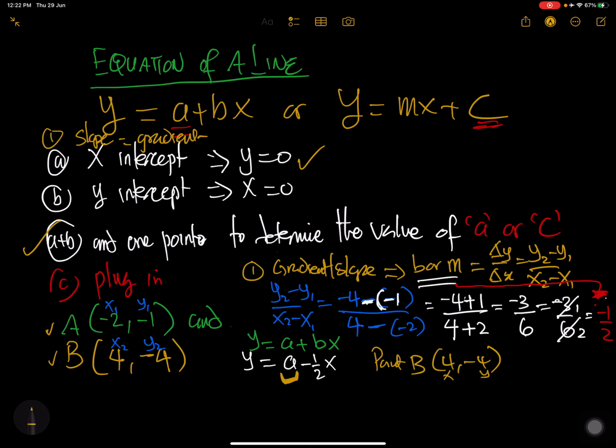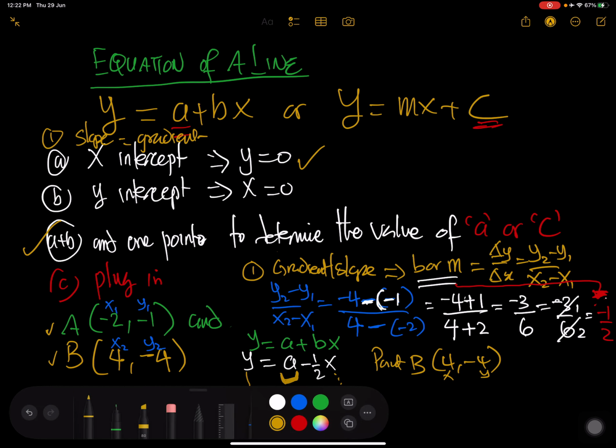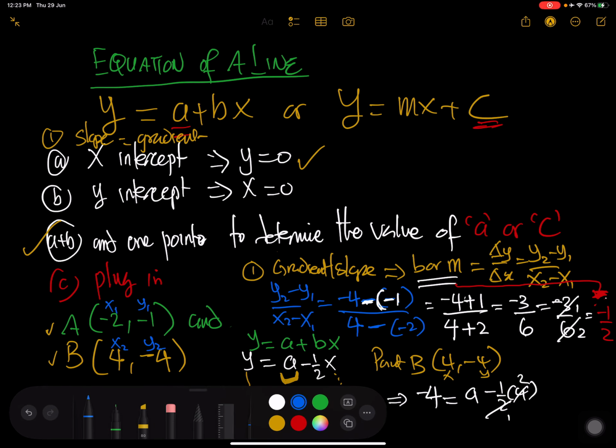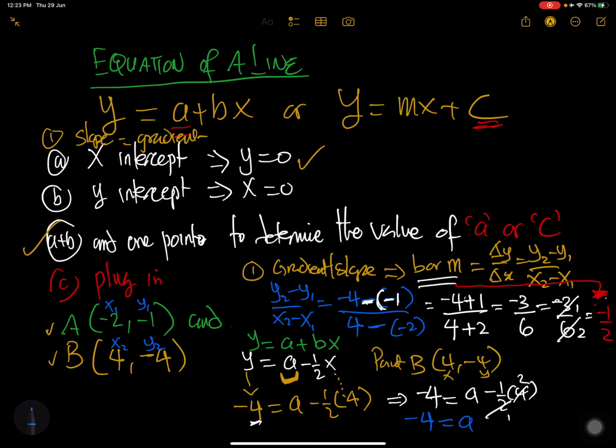So we're going to plug in: y is negative 4, which is equal to a, that we don't know, minus half, and then our x is also 4, right? So negative 4 is equal to a minus half of 4. And we know there's a common factor. 2 goes here, 1 goes here. We're going to have negative 4 is equal to a minus 2. Can you see that? 2 over 1 is 2.